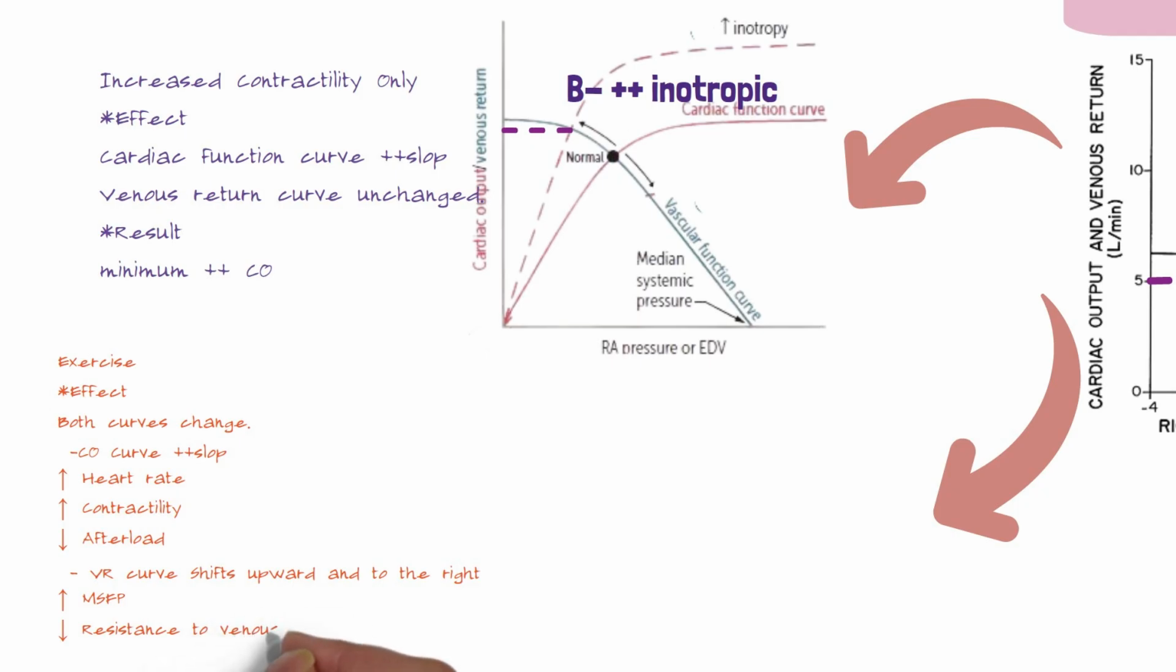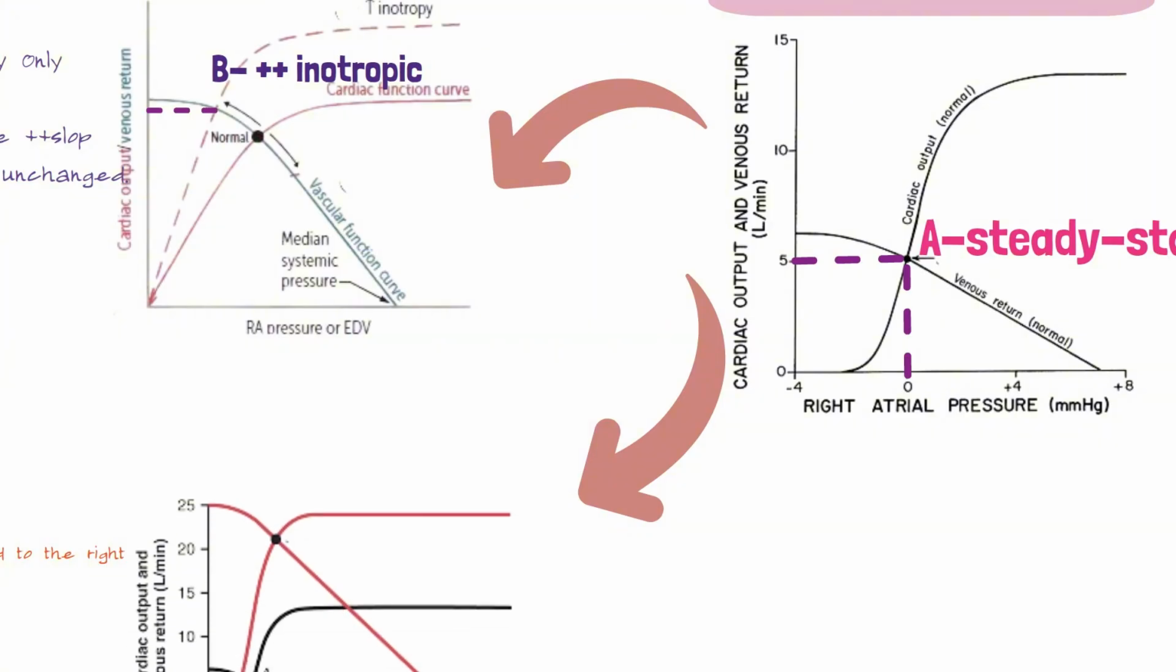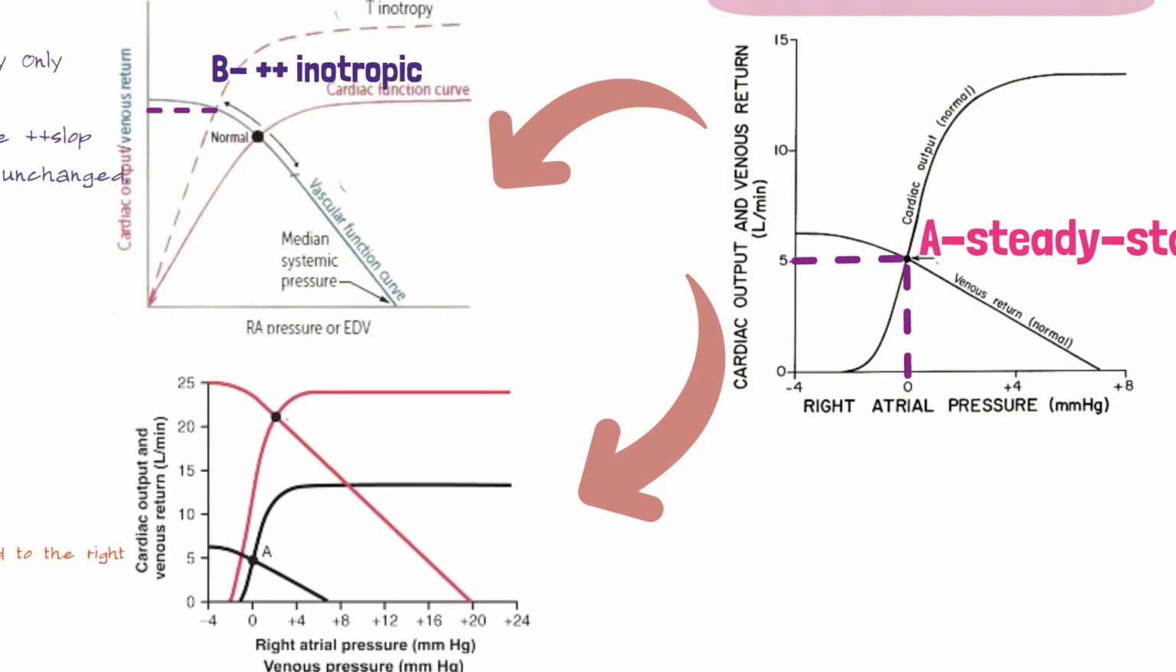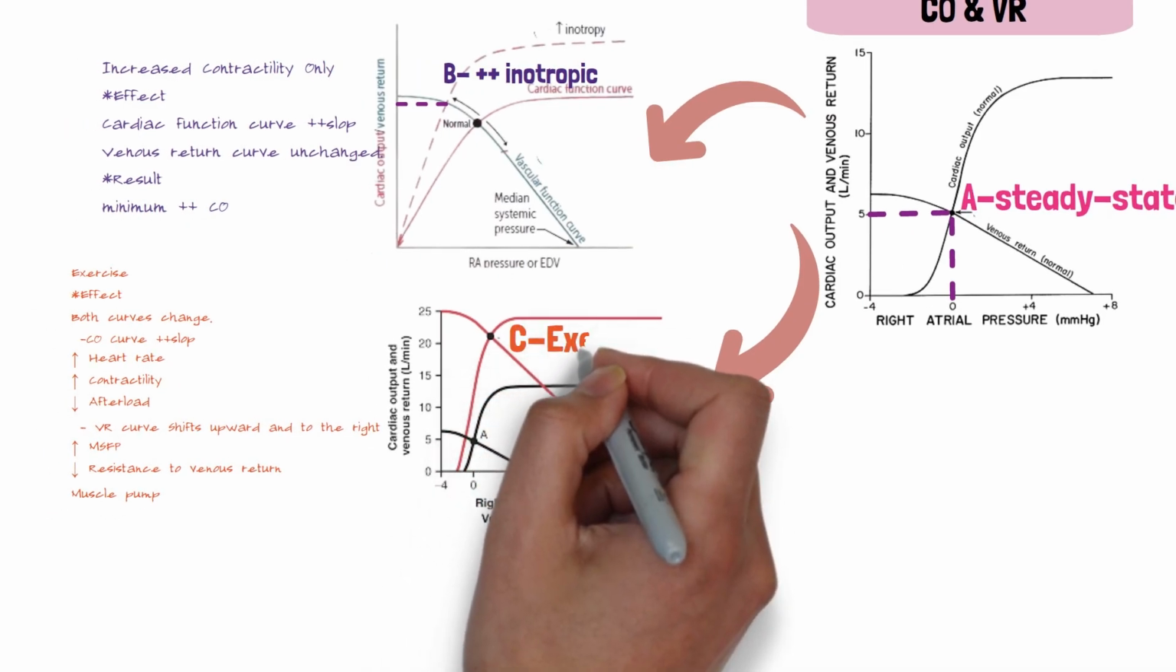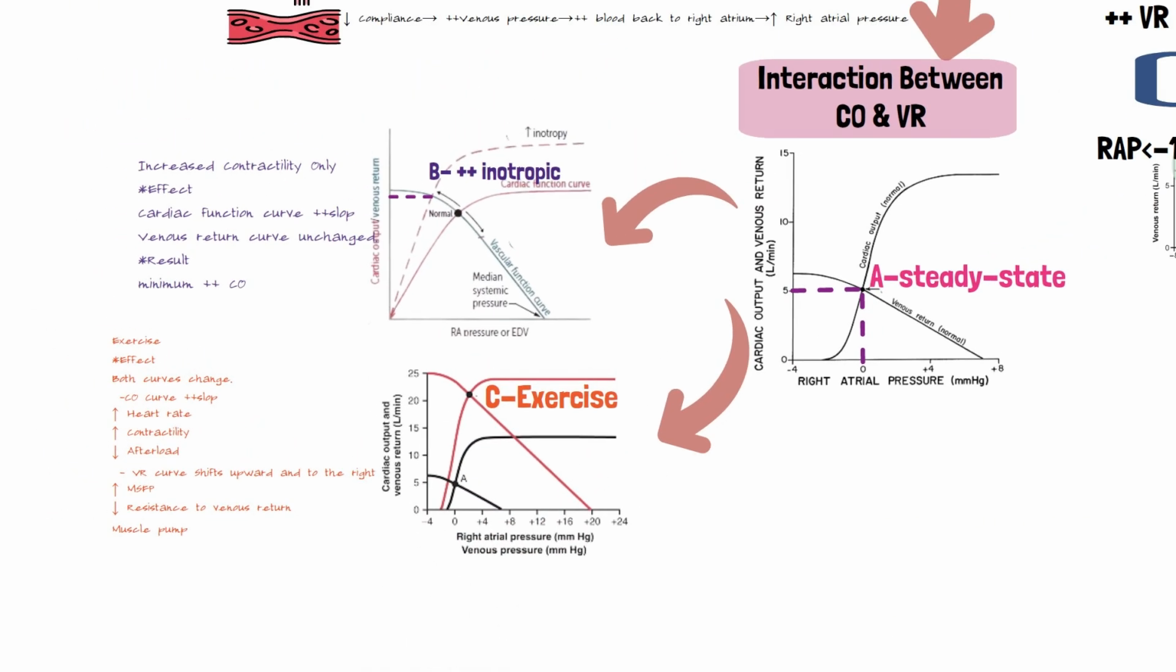So the heart and the blood vessels function as one integrated system, and for maximum cardiac output to be achieved, as in exercise, the heart pumps more effectively while the circulation simultaneously returns more blood to it.